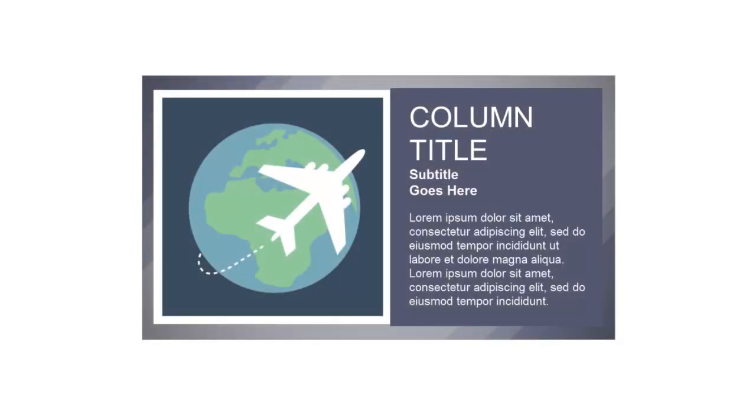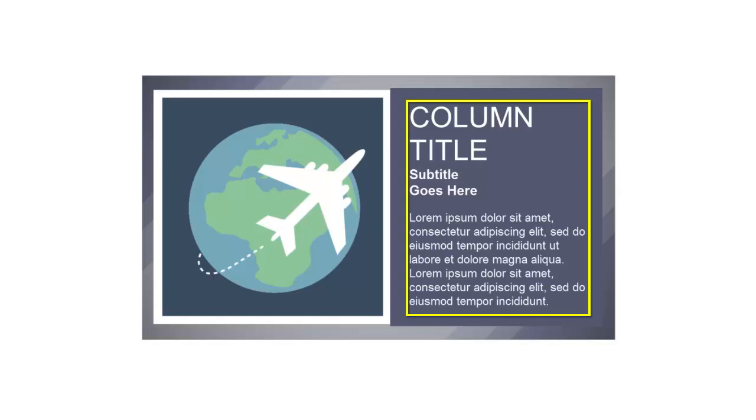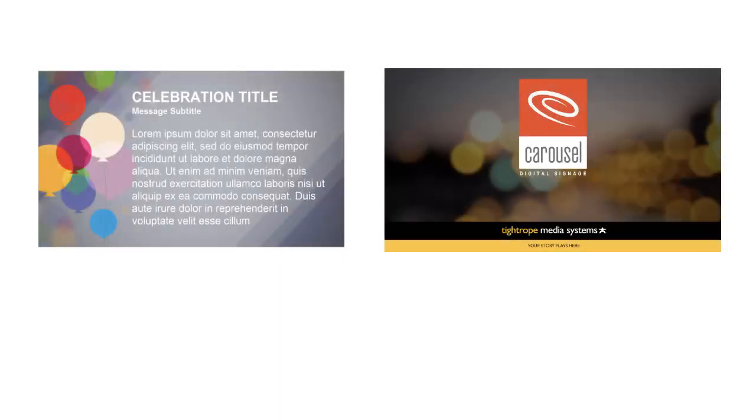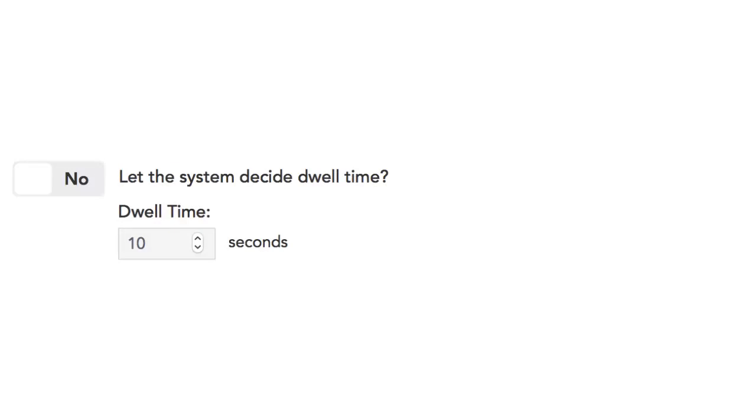Also, for template-based bulletins with text, Carousel will count the number of characters and use an equation to calculate the amount of dwell time needed. When you let the system decide dwell time, these two bulletins would appear for these amounts of time. If you set the dwell time manually, these two bulletins would play for the amount of time that you set.